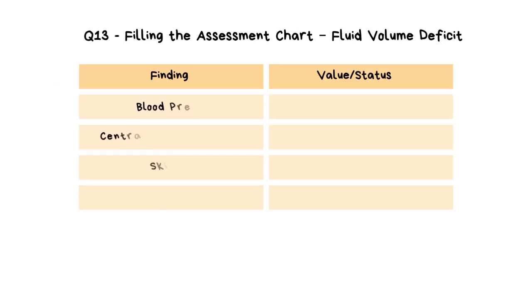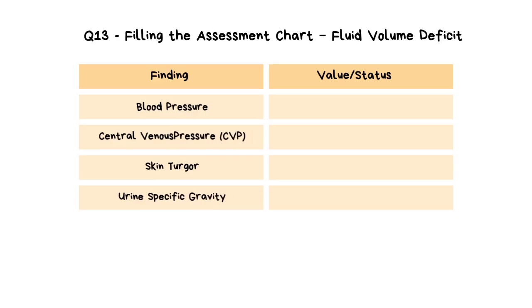Findings: blood pressure, blank. Central venous pressure, blank. Skin turgor, blank. Urine specific gravity, blank. Answer bank: low, high, poor, decreased. Pause and fill the chart. The correct chart is blood pressure, low.